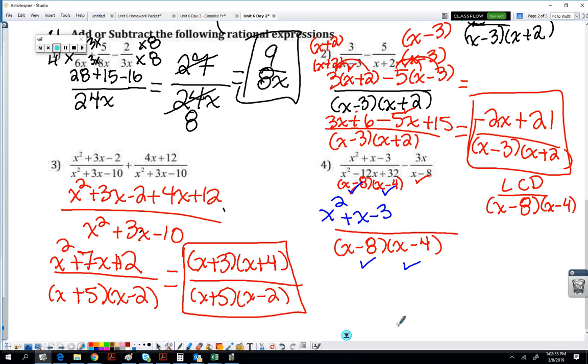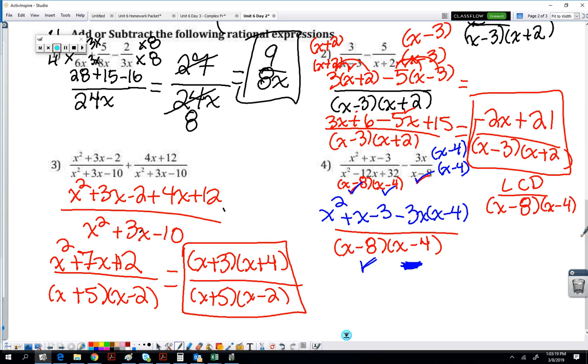Now, are we that lucky for the second one? No, it's okay. But I've got x minus 8, and I've got x minus 8. What is missing from here? Let's cross that out. So the only thing that I don't have on the bottom, my original, is x minus 4, and that's what you multiply to the top and the bottom. Minus 3x times x minus 4.